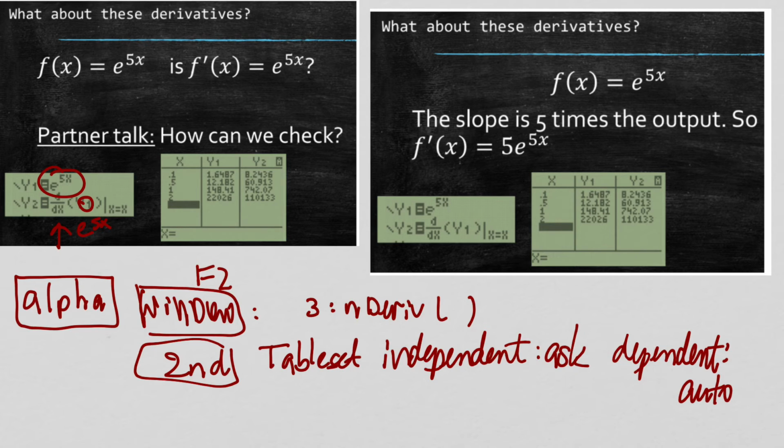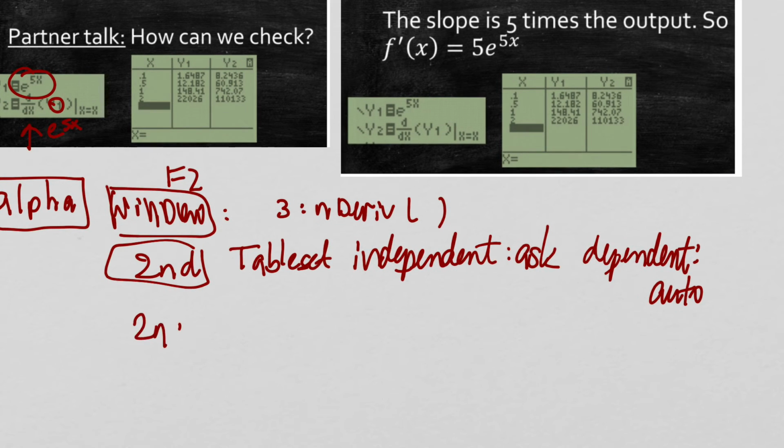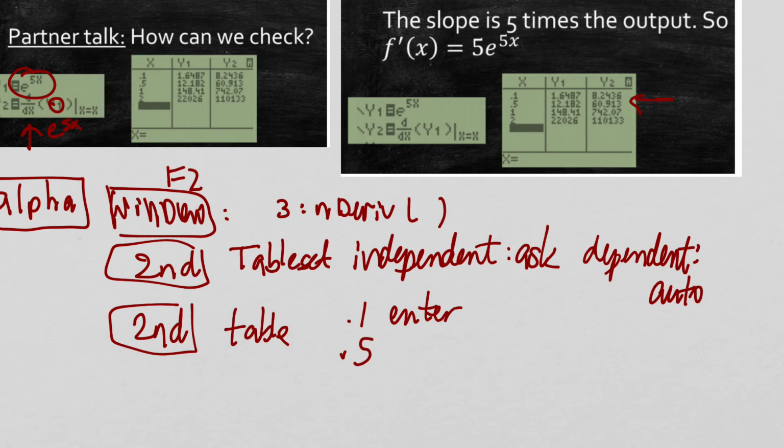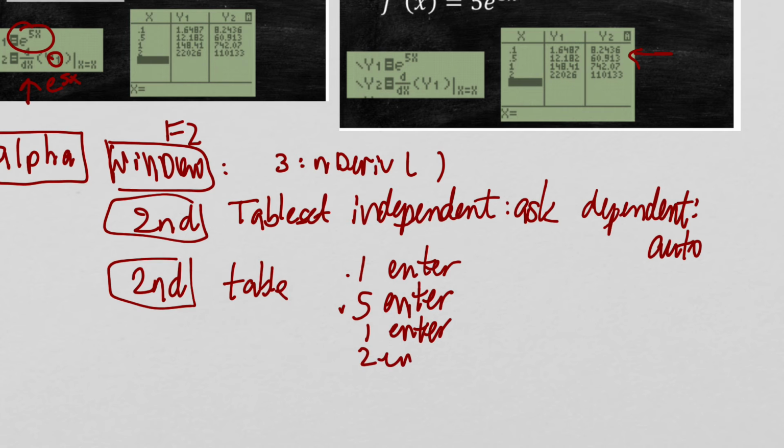So I'm doing second, table set. My independent, I'm going to ask, dependent auto. So now go back out and press second table, which is second graph. And I want you to plug in 0.1, enter. And it should give you the answers that are right here. 0.5, enter. 1, enter. And then 2, enter.